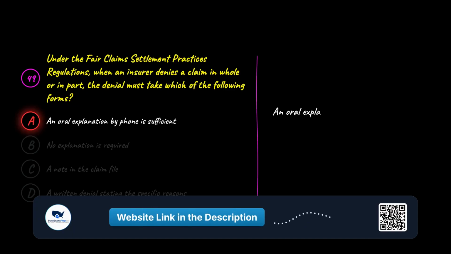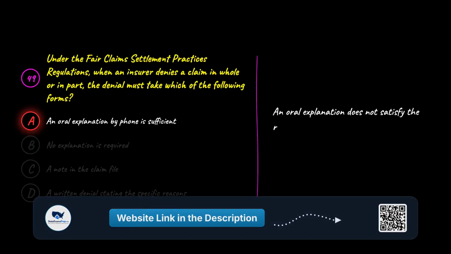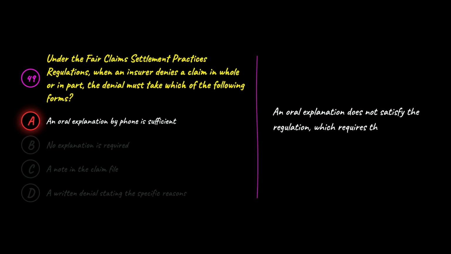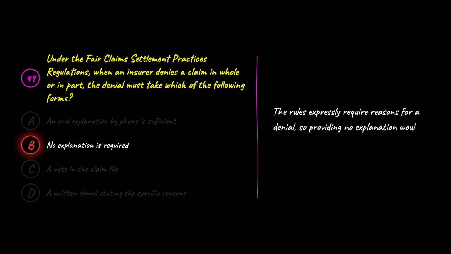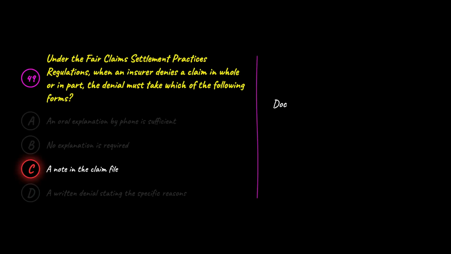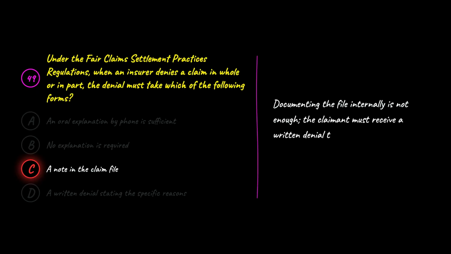A is wrong because an oral explanation does not satisfy the regulation, which requires the denial to be communicated to the claimant in writing. B is wrong because the rules expressly require reasons for a denial, so providing no explanation would itself violate the fair claim standards. C is wrong because documenting the file internally is not enough. The claimant must receive a written denial that states the specific grounds for the decision.